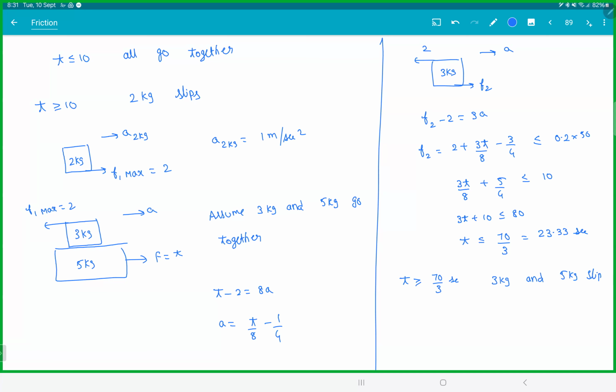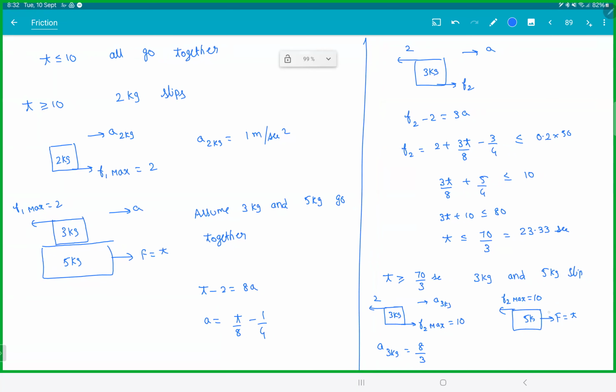Then you draw separate FBDs. For 3 kg, this will be F2 max, which is 10. This is 2. This is a 3 kg. So acceleration of 3 kg will be 10 minus 2, 8 by 3. And for this block, F is equal to T. This is 5 kg. This is F2 max equal to 10. So acceleration of 5 kg will be T minus 10 by 5.